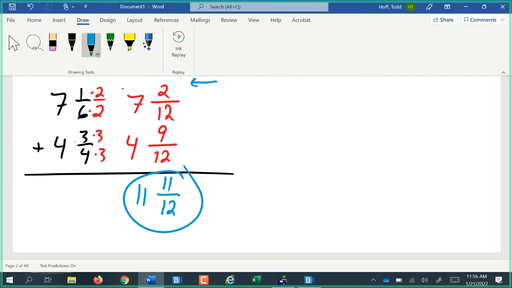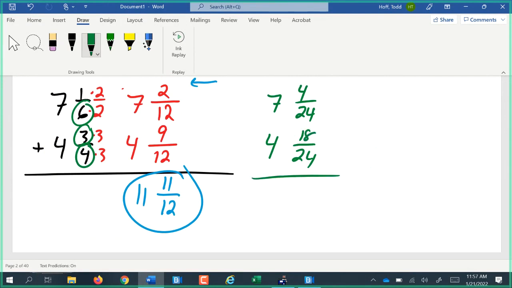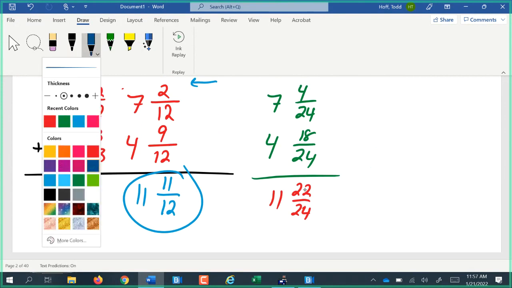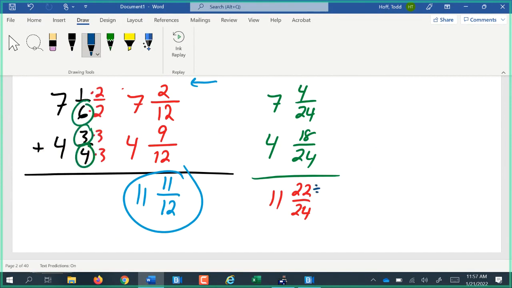What if we had just multiplied the denominators to get the 24 as a common denominator? Well, 6 times 4 would be 24, so 1 times 4 would be 4. 4 times 6 would be 24, so 3 times 6 would be 18. When we add, we would have 22 24ths. 4 and 7 would be 11 and 22 24ths. And we would notice here, hopefully, that the 22 24ths can be reduced. Both the 22 and 24 can be reduced by 2, giving us 11 12ths. So 11 and 11 12ths. We get to the same result. We just had to do that extra step at the end of reducing our fraction portion.